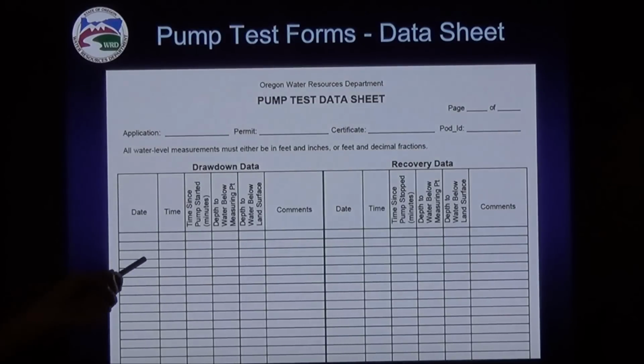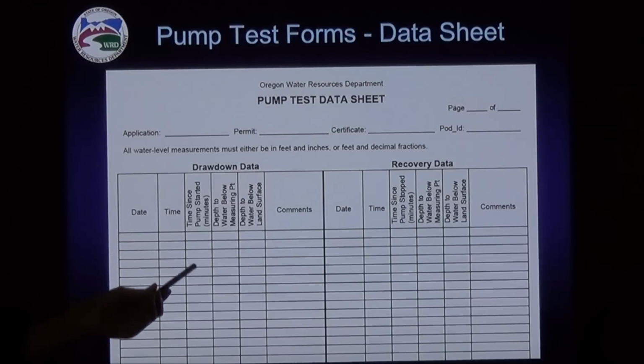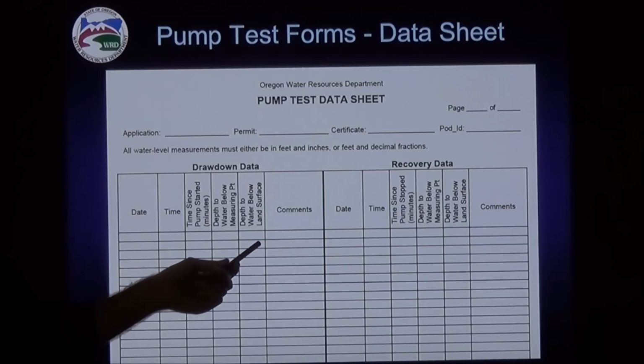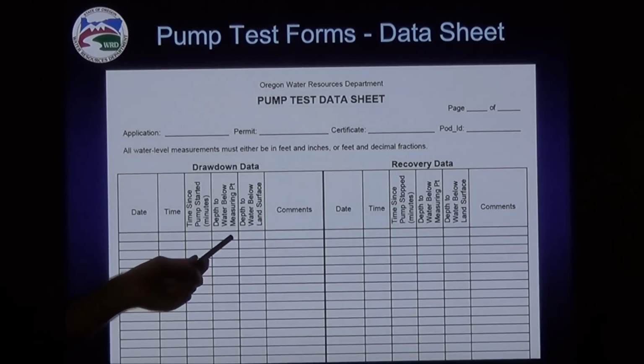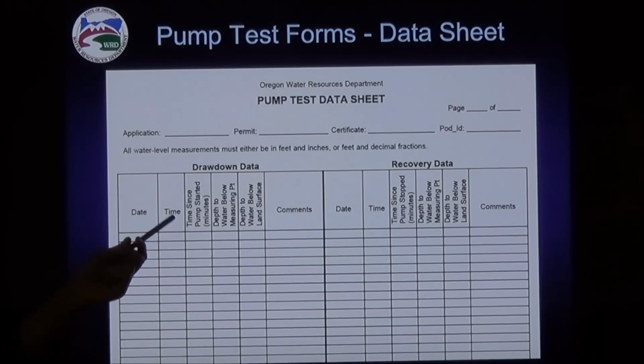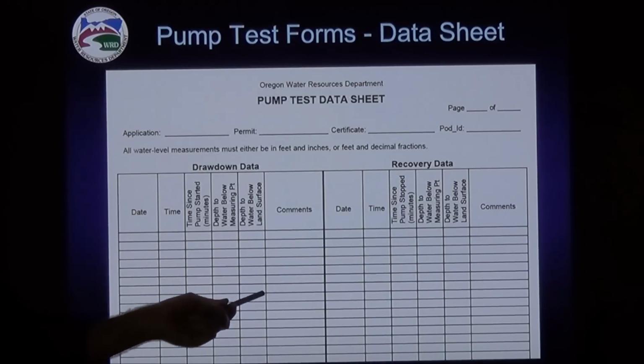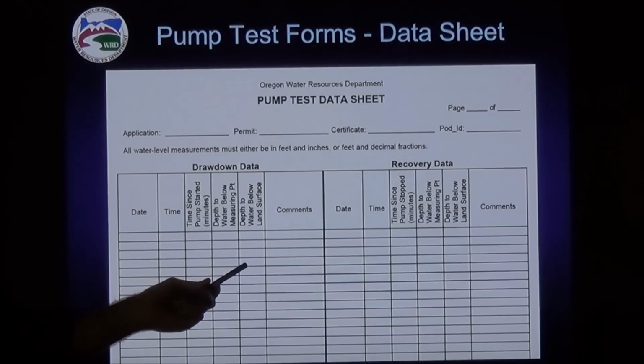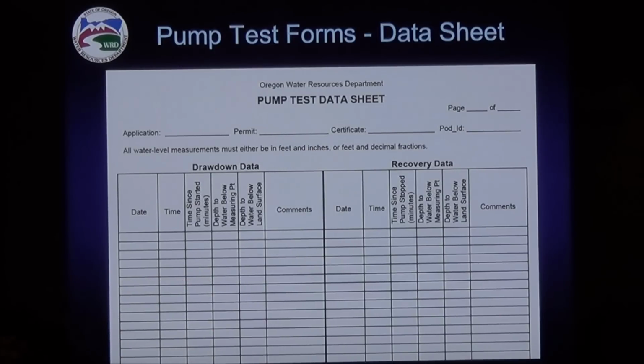Now here's the data sheet for the pump test form. This is where you fill in the information during the test: your date and time, your time since the pump started, your depth to water below the measuring point, and then below land surface. In the comments here, if you want to record discharge measurements on a more frequent basis than just those 4 on the cover sheet, you can put the discharge here at a certain time. That's helpful to us.